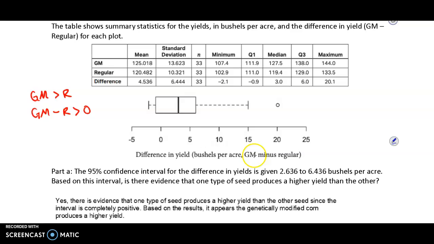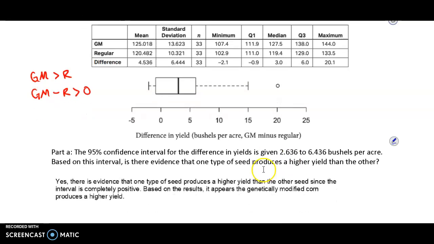So I noticed that that means genetically modified minus regular must be greater than 0, which means on average, the genetically modified seed has a higher yield than the regular seed. And so I would just phrase something like, yes, there is evidence, and this is because the interval is completely positive. So if you have a completely positive or a completely negative interval, that's indicative that there is a difference. One of those values is greater than the other. Now, based on our results, because it is mostly positive, actually, it's not mostly, it's completely positive, we see that the genetically modified corn produces a higher yield. So when 0 is in the interval, we do not have evidence of a difference, but when it is not in the interval, we do have evidence of a difference.